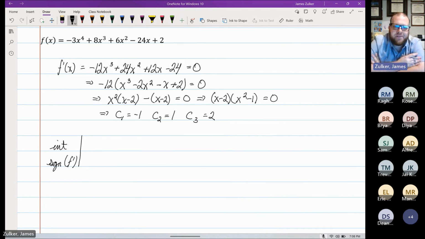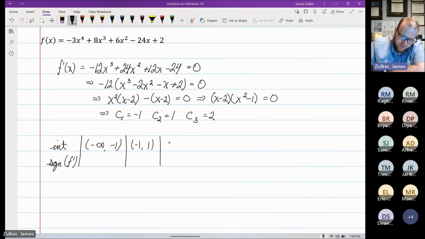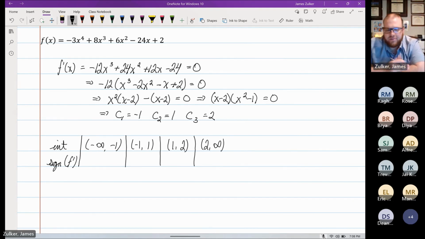So take the domain of f and split it at the critical points. We start at -infinity, go up to the first critical point, -1. Then continue at -1, up to the second critical point of 1. Continues until the third critical point of 2, right? And then it'll just continue on forever. Four test intervals.